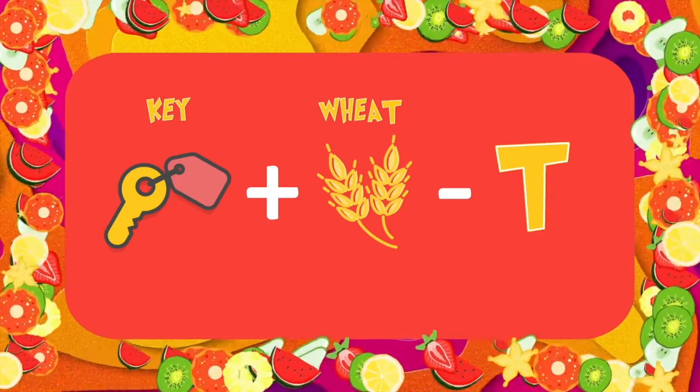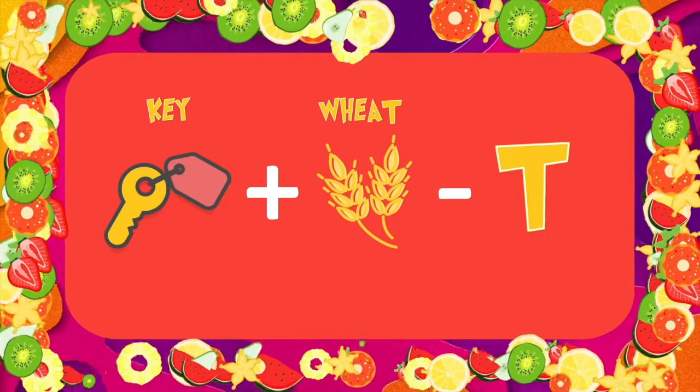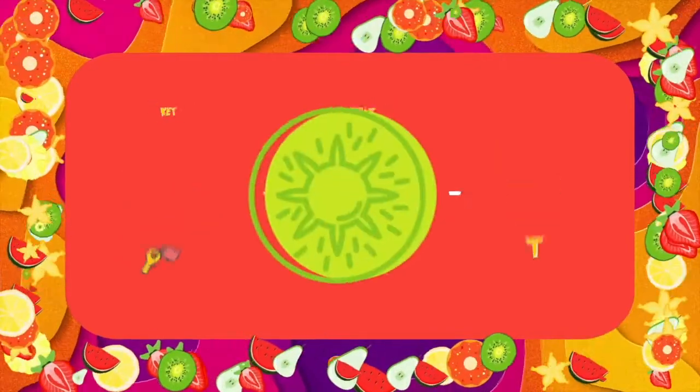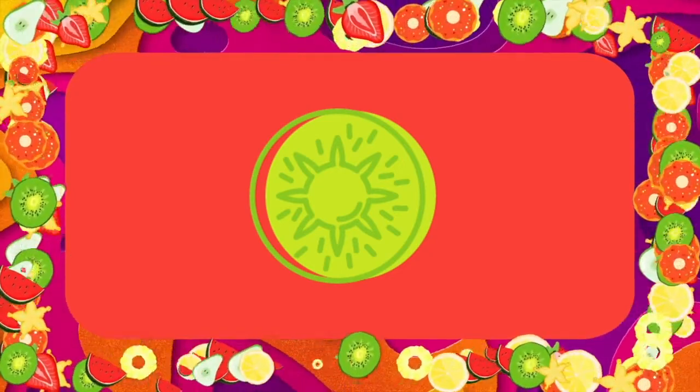Time is up. Whoa, that was a tough one. Did anyone figure out what fruit this is? Key plus wheat minus the letter T equals kiwi. High five to everyone who got that right. Well, here's the next puzzle.